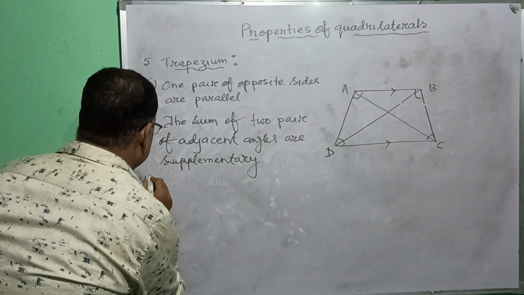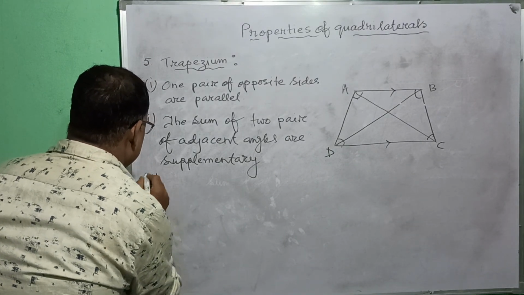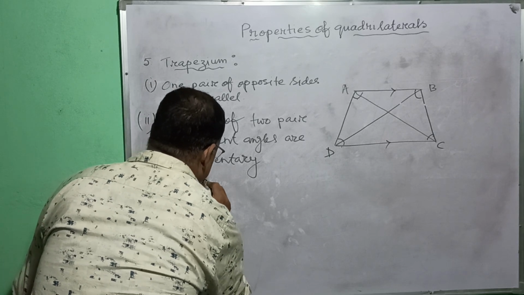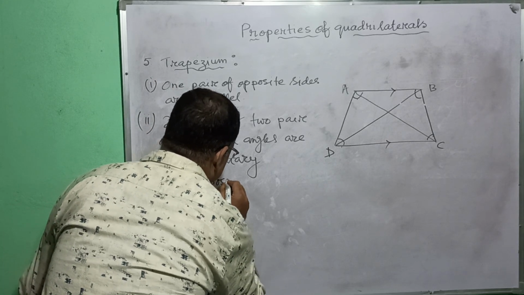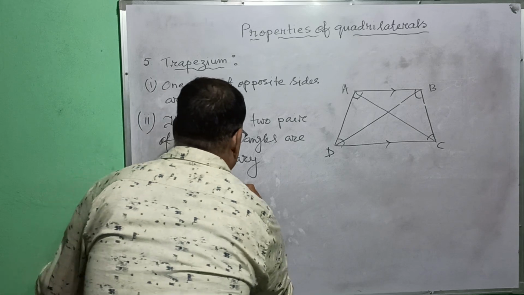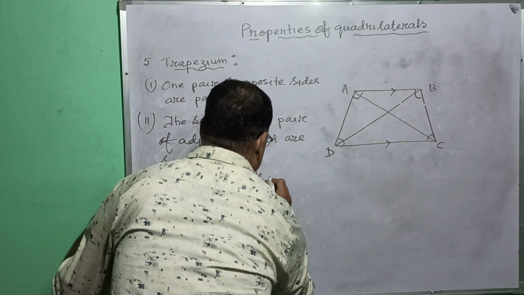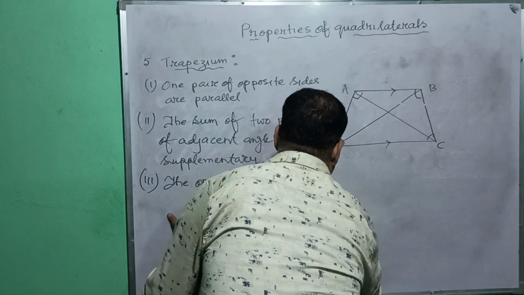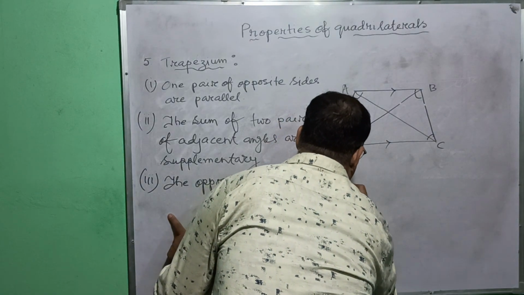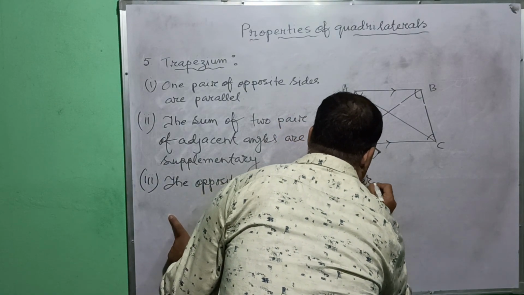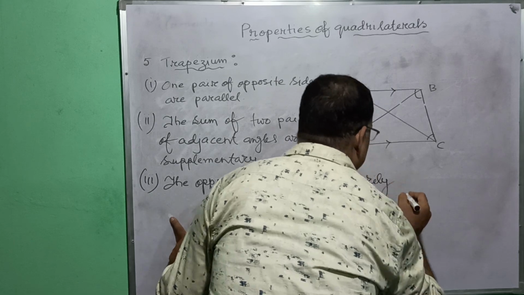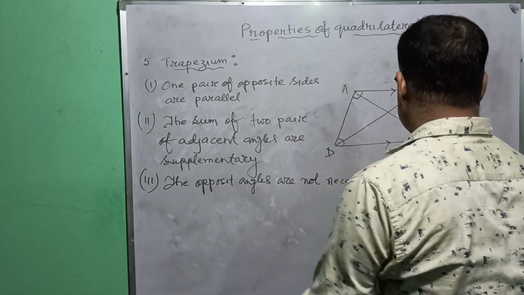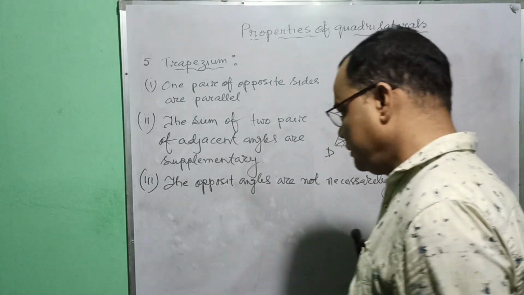Number 3, the opposite angles are not necessarily equal. It means opposite angles may be equal or may not be equal.